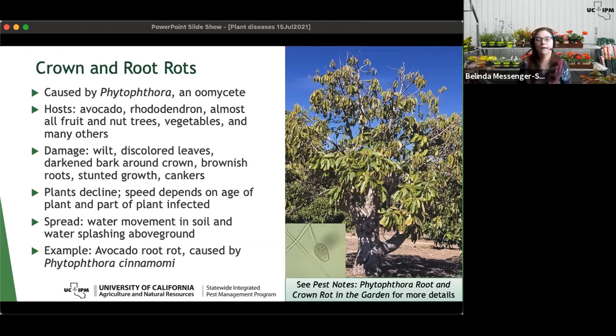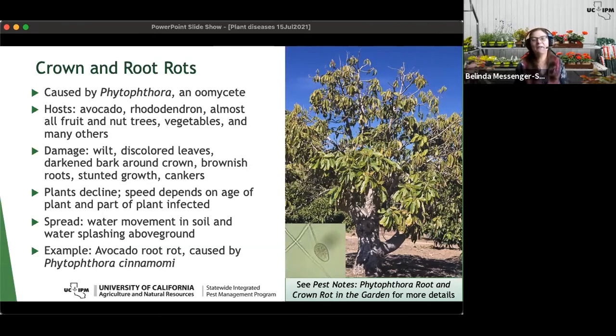Phytophthora diseases are best prevented through sanitation, good water management, and resistant varieties when available. In the case of avocado root rot, top dressings of gypsum can help manage the disease. And I can tell you that from personal experience, as that was the subject of my dissertation.